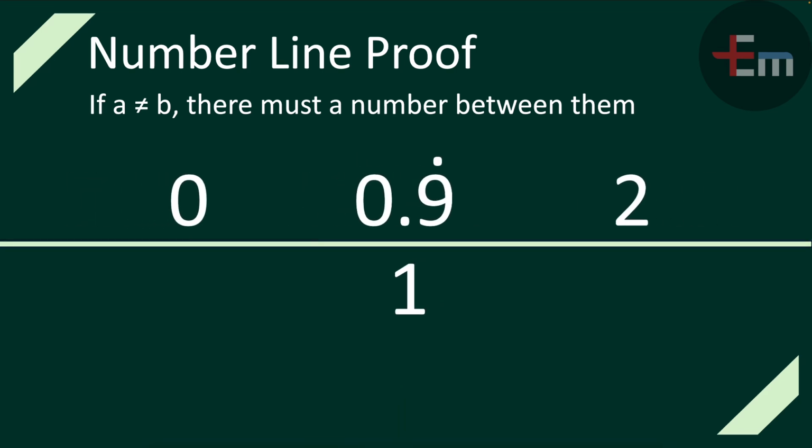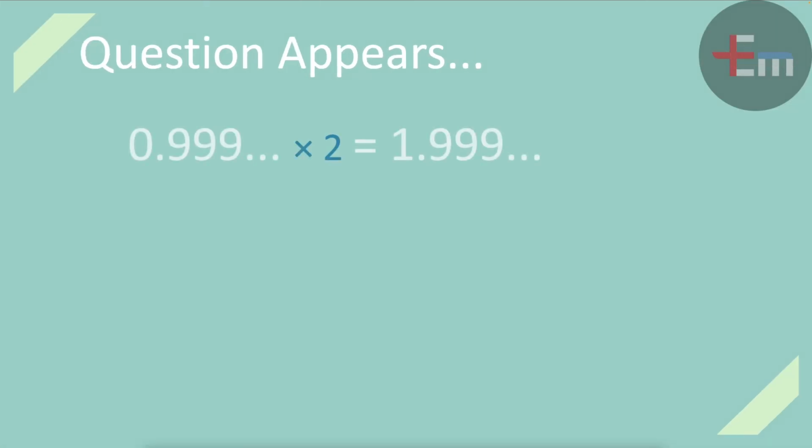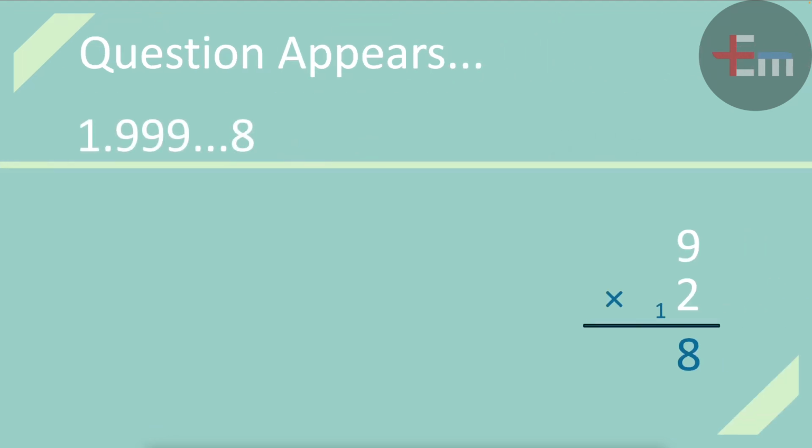You might then say, what if you multiply 0.9 recurring by 2? That makes it 1.99999 until it ends with an 8, because 9 times 2 ends with the digit 8. But now you can have a number between them, can you not? Between 1.99998, which is what we said was 0.9 recurring times 2, and 2, you can have 1.9 recurring, couldn't you?